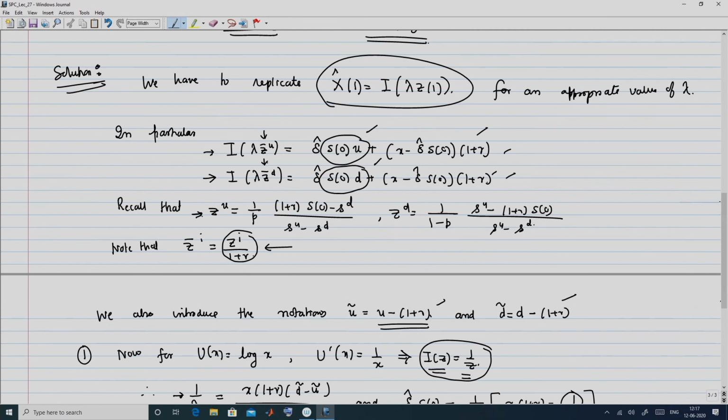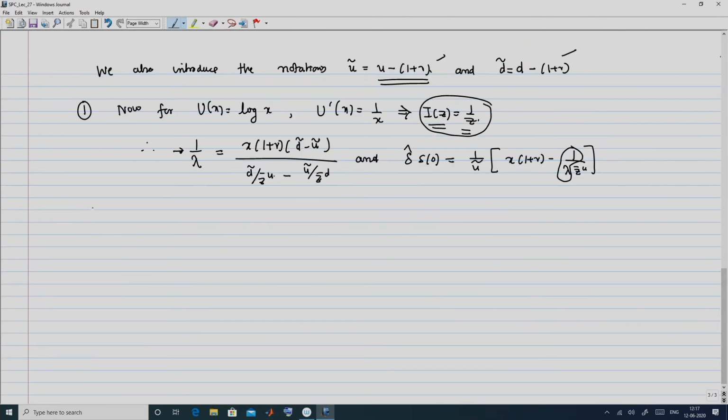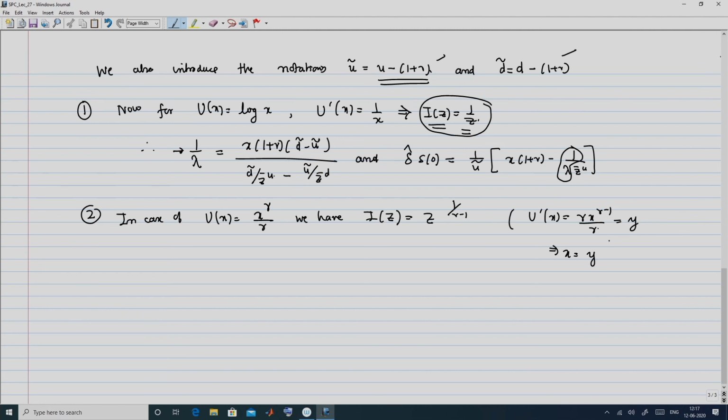Now for the second problem, in case of the power utility, that is x raised to gamma over gamma, what is I of z? For here you notice that u prime of x is going to be x raised to gamma minus 1; call this some z. That means x is going to be z raised to 1 over gamma minus 1. So I of z is going to be equal to z raised to 1 over gamma minus 1.